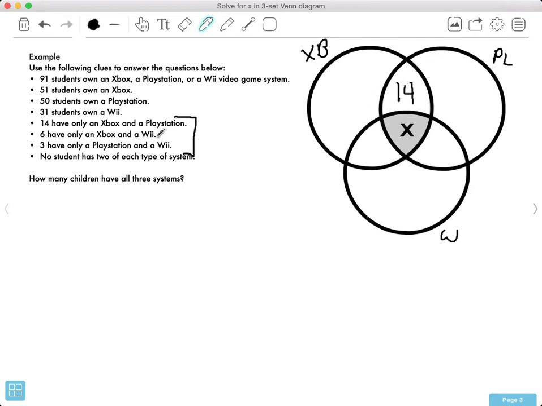6 students have only an Xbox and a Wii. So that's this flower petal. So I can put a 6 in there. And 3 have a PlayStation and a Wii, which is this flower petal, and you put a 3 in there.